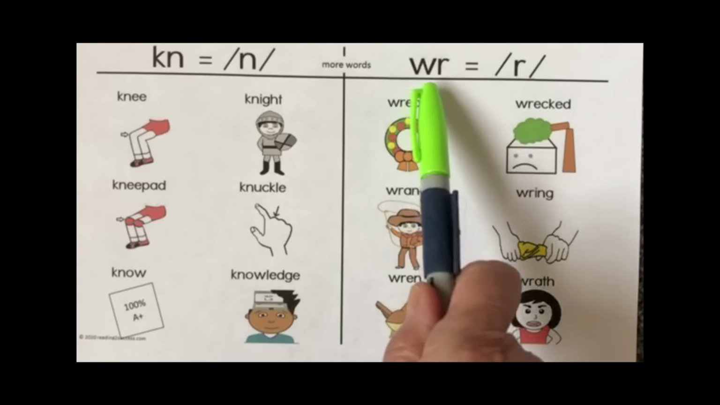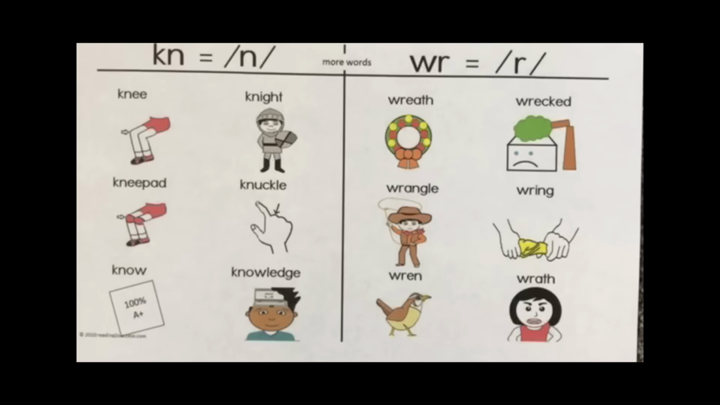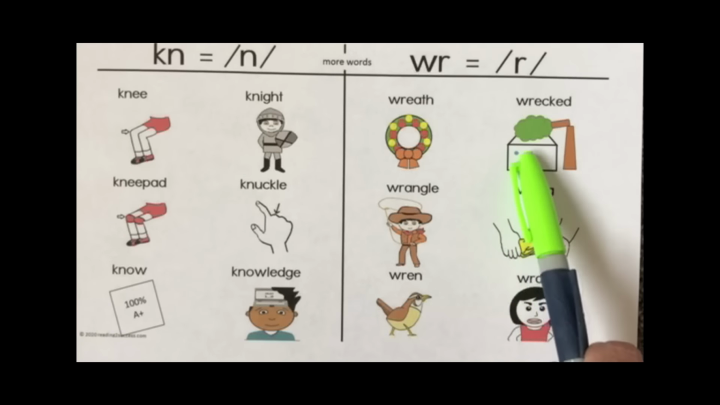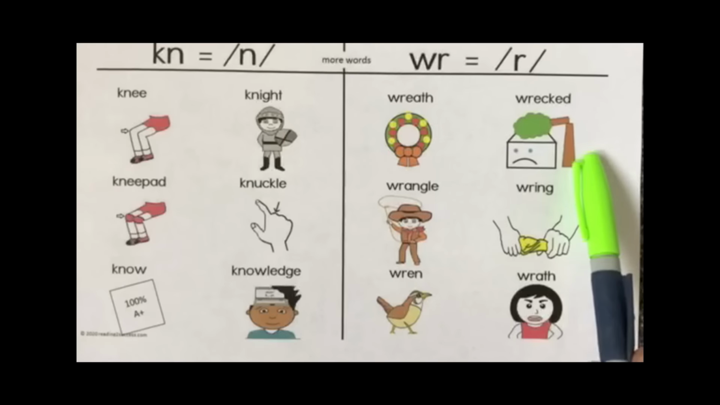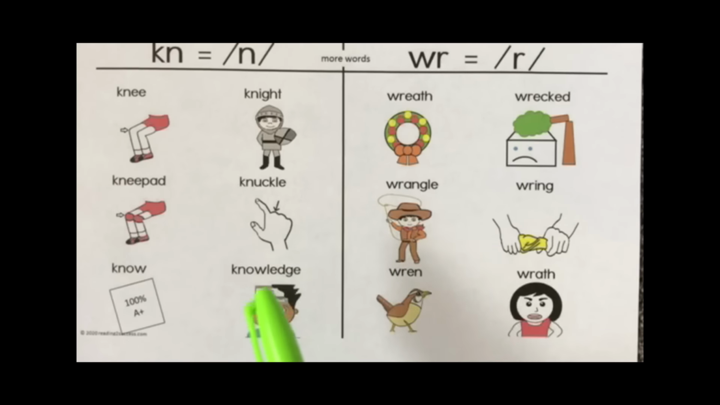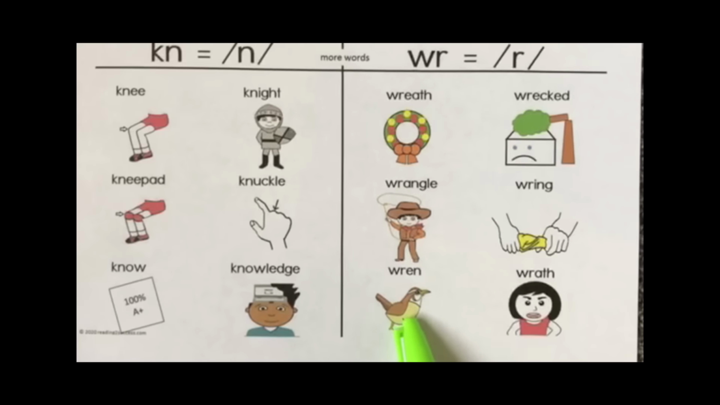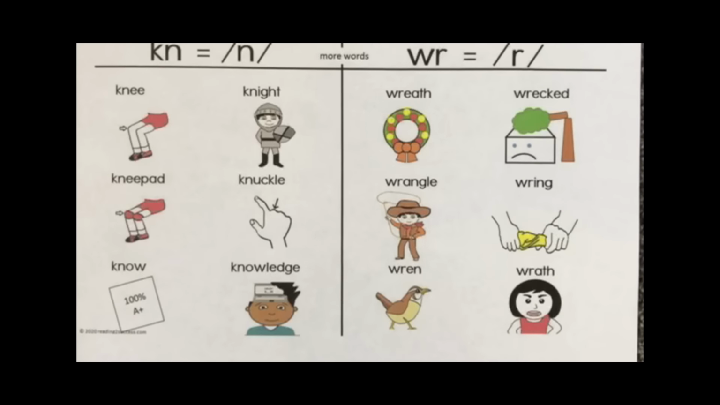Now let's go to WR. A wreath, a thing people put on their door during certain times of the year. Wrecked, a sad face because the tree wrecked the roof. Wrangle, he is going to wrangle something with his rope. Wring, the cloth is wet and they are going to wring out the liquid. This is a certain type of bird, a wren. And this says wrath. That's when somebody is angry or upset.